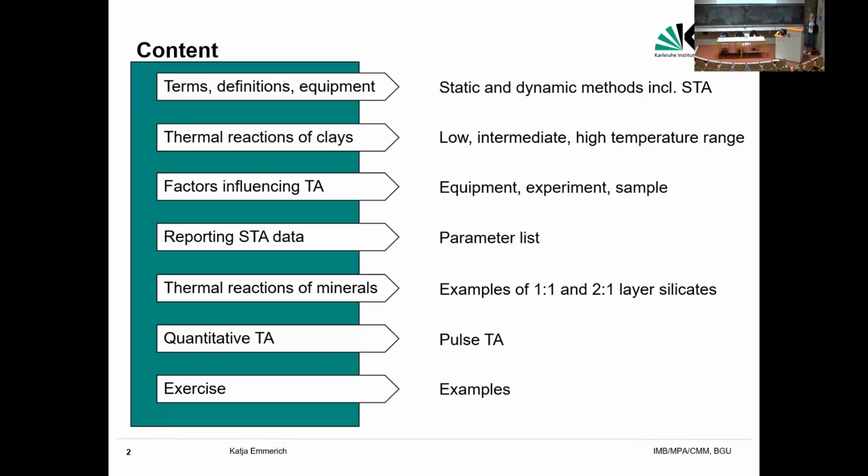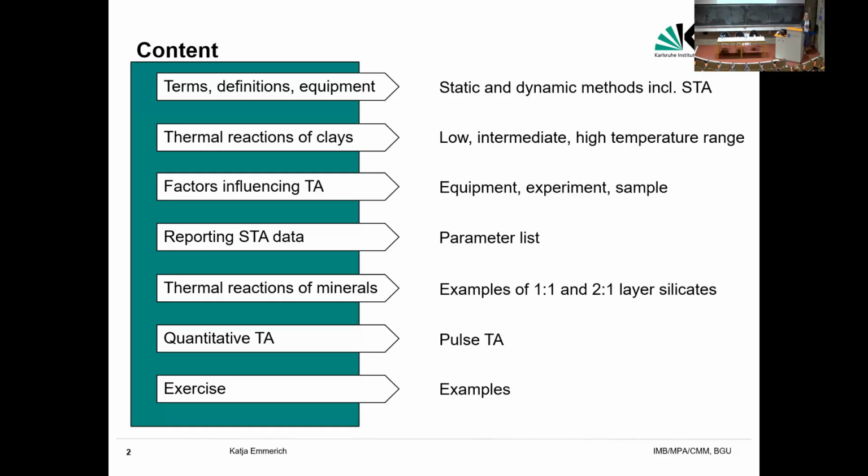We will start with terms and definitions. I show you a small picture of the equipment. Thereafter, we will have a look into thermal reactions in clays in general. After that, we have to deal with factors that influence the outcome of our measurements, because in thermal analysis, you have a huge influence of the experimental parameters that you choose on the result of the analysis.